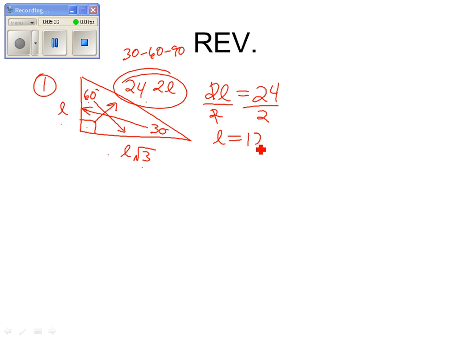L equals 12. Well, that means wherever I see L, I stick 12 in. So I come over here to this side. That means this side has to be 12. If I come here, I put 12 in place of L right there. That means this side is 12 times the square root of 3.